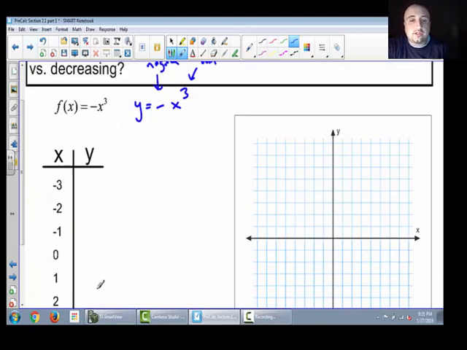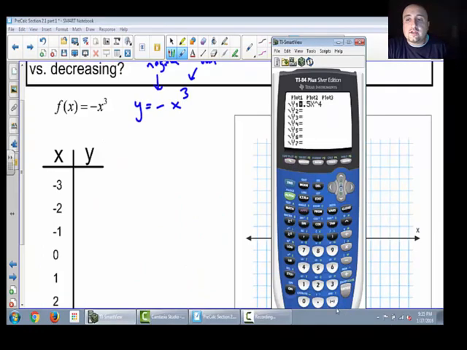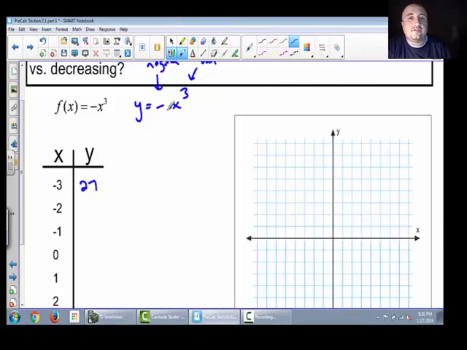We can use our calculator again. So y equals negative x raised to the third. Delete. All right, I'm going to go to second table. We can start at -4, but as long as you're going by ones, that's what you want. So second graph, table. We're starting at -3 again. -3 is equal to 27. -2 is equal to 8. So this should make sense.